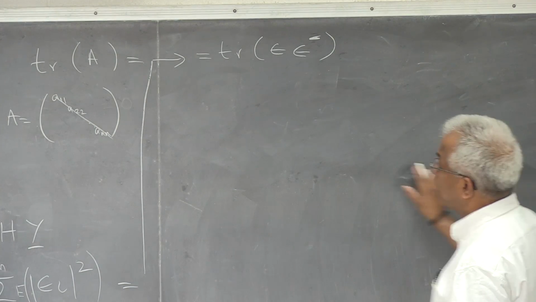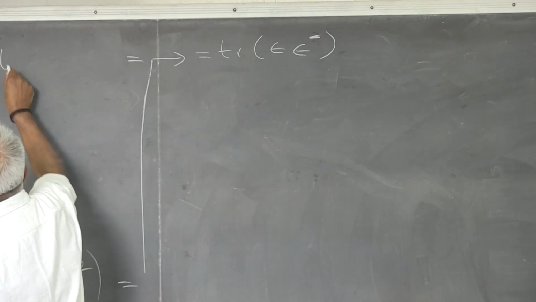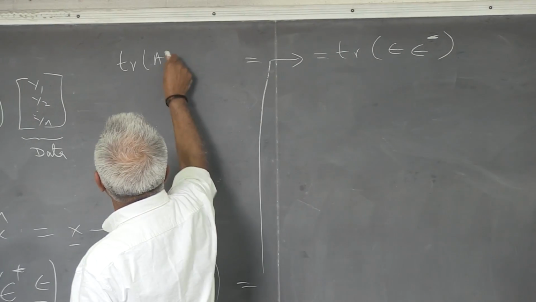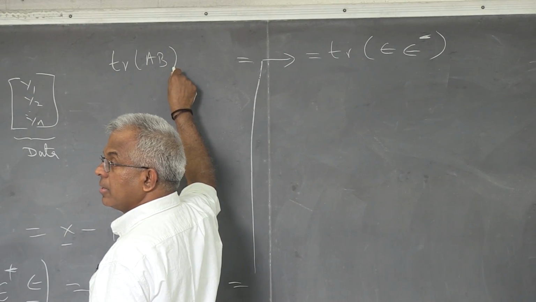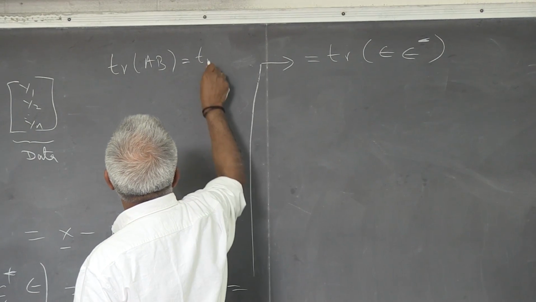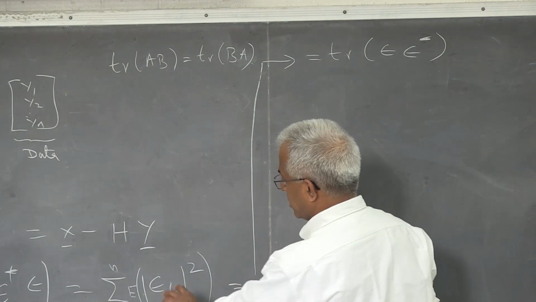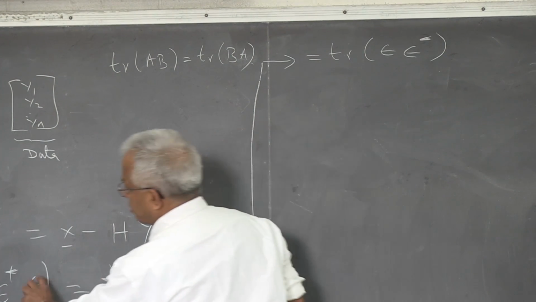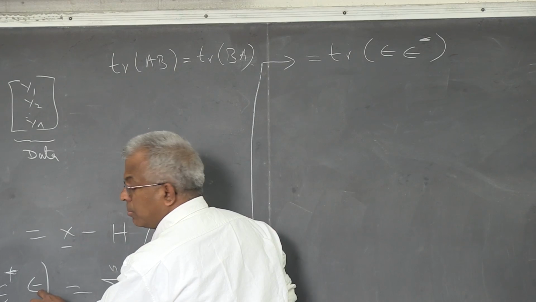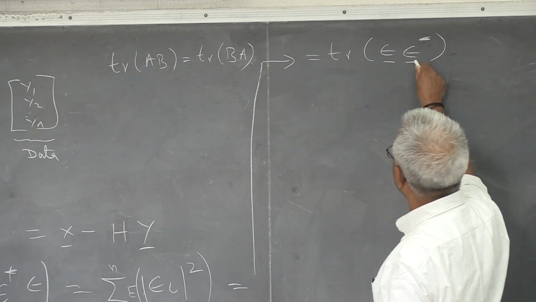So an identity in matrices, which is very easy to check, you can do it yourself: the trace of AB is the same as what? Anybody? You're just guessing? That's a good guess. Trace of BA. Look here, this is AB, and BA will be epsilon star, which is what I have written here, right?